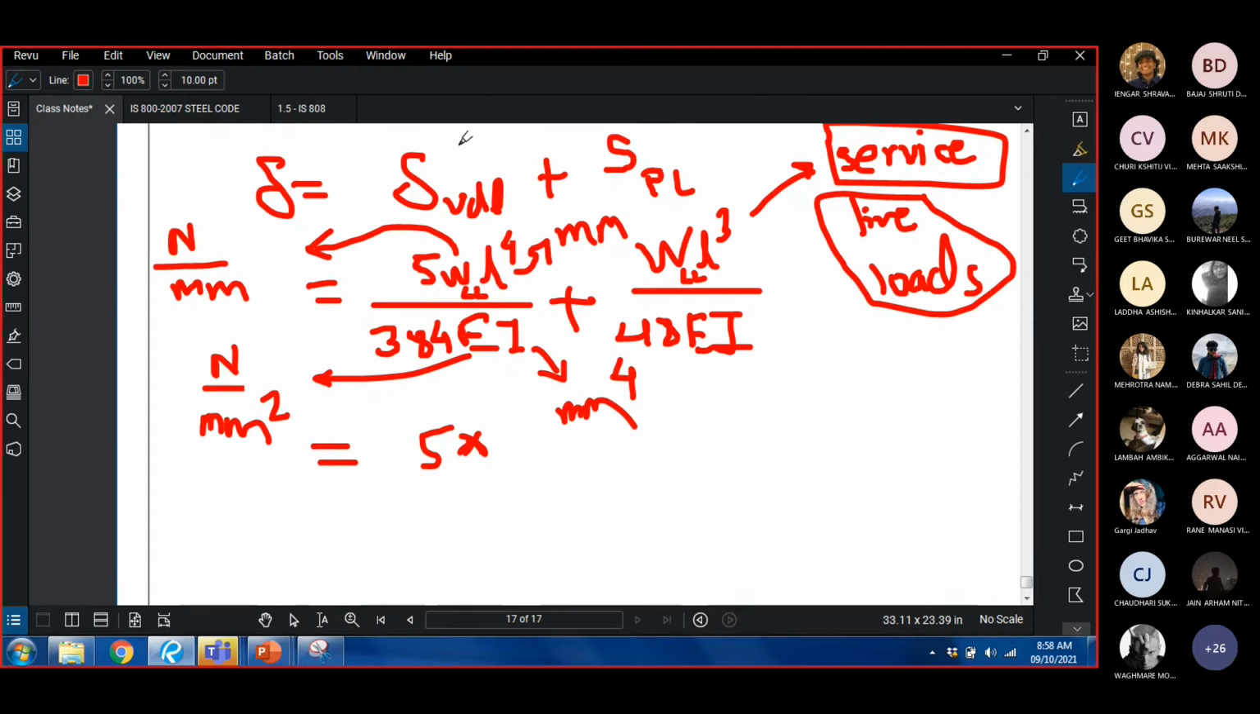This is a very common mistake that I see in papers, that the units are all messed up. This is in kilonewton, this is in meter, this is in Newton per m square mm, and then they get a very ridiculous value of deflection. Sometimes 2 meters, 3 meters deflection for a span of 5 meters. So you should always make this habit of being consistent with units.